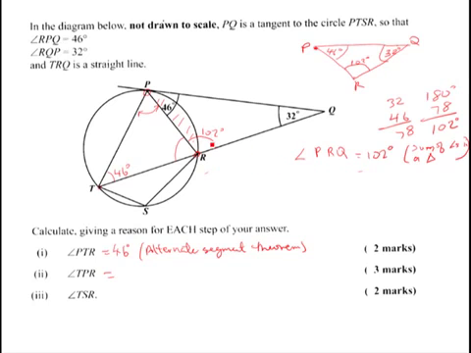So now that I found this angle 102, I can find angle PRT. This angle here is equal to 180 degrees minus 102 degrees, which gives me 78 degrees. And the reason for this is angles on a straight line.